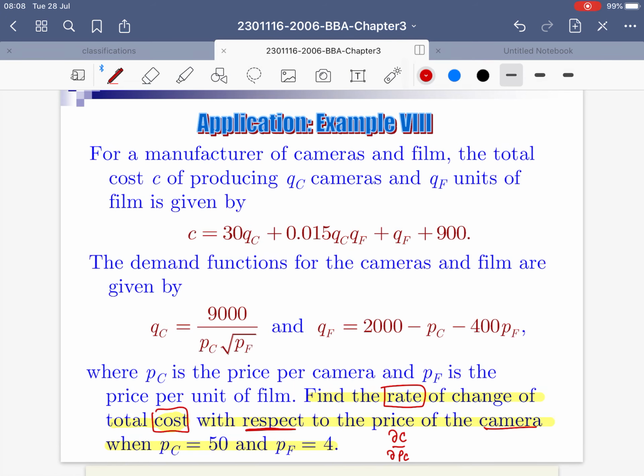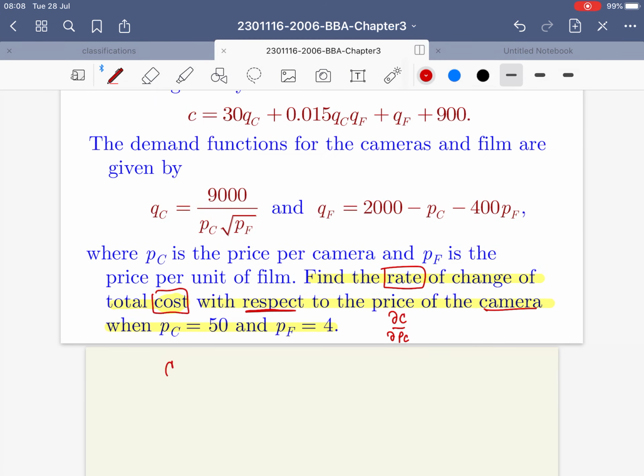However, if you look at it carefully, you will see the cost actually depends on the number of cameras that you produce and the number of films that you produce. The number of cameras you are going to produce depends on the price of the camera and the price of the film. The number of films as well depends on the price of the camera and the price of the film. So if you need to reach this one, you are going to go through the first contribution with QC and the second contribution with QF. You see, so you are going to use the chain rule.